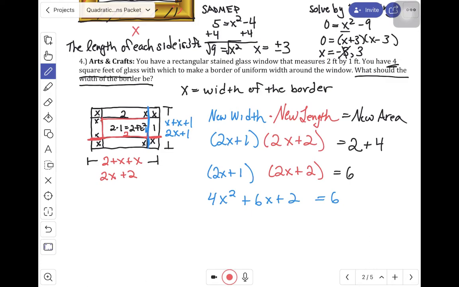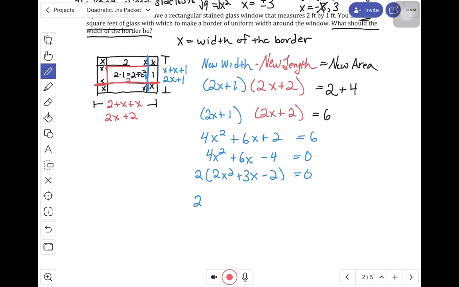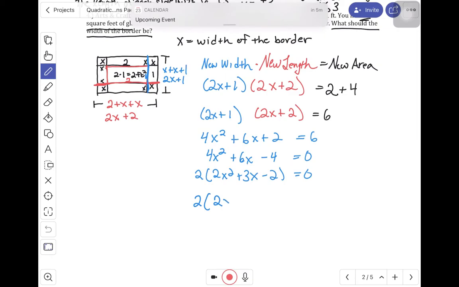So if I subtract 6 from both sides, I get 4x squared plus 6x minus 4 equals 0. I can take a GCF out of there, so that'll be 2. And then I have 2x squared plus 3x minus 2 equals 0. And then you would take a second to AC group. AC grouping leaves us 2 times 2x minus 1 times x plus 2 equals 0.